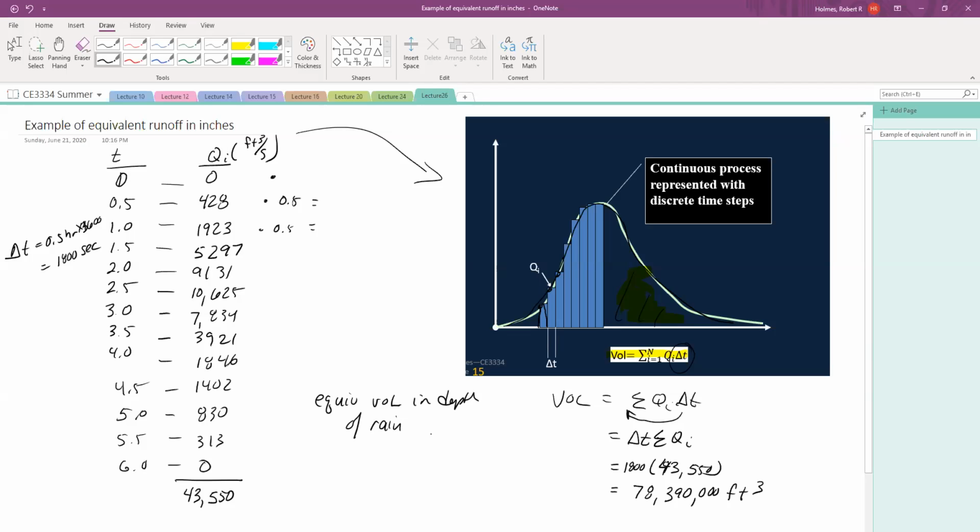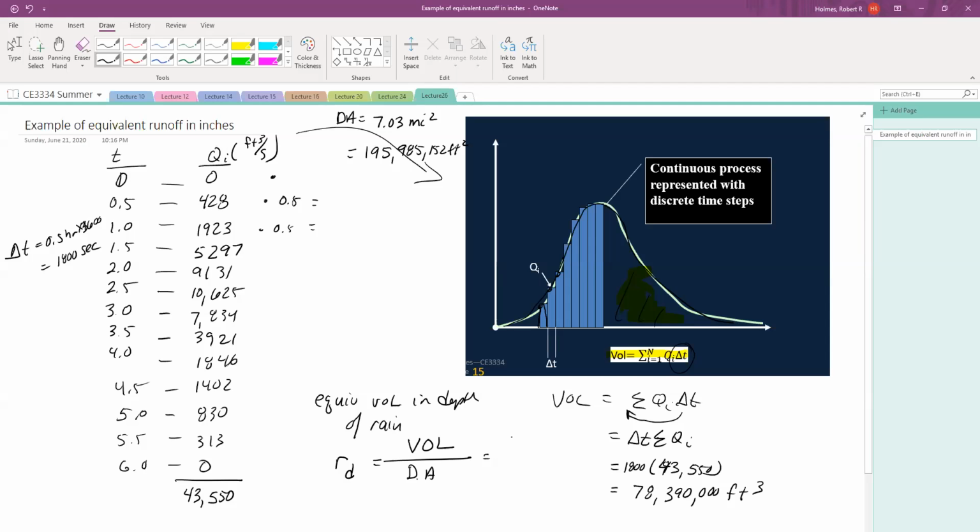In order to get that, and we're going to call it R sub D, I'm going to have to take that volume of runoff and divide it by the drainage area. For this particular problem, the drainage area is equal to 7.03 square miles. I can convert that by multiplying: there's 5,280 feet in a mile, so if I square that, that gives me square feet in a square mile. That ends up being 195,985,152 square feet in this drainage area.